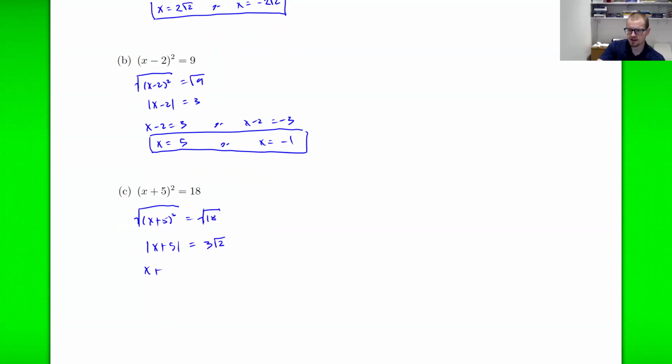This gives us x plus 5 is equal to 3 times the square root of 2, or x plus 5 is equal to the negative of 3 times the square root of 2. We can isolate the x by subtracting 5 from both sides. X is equal to negative 5 plus 3 times the square root of 2, or x is equal to negative 5 minus 3 times the square root of 2. And these are our solutions to the quadratic equation.